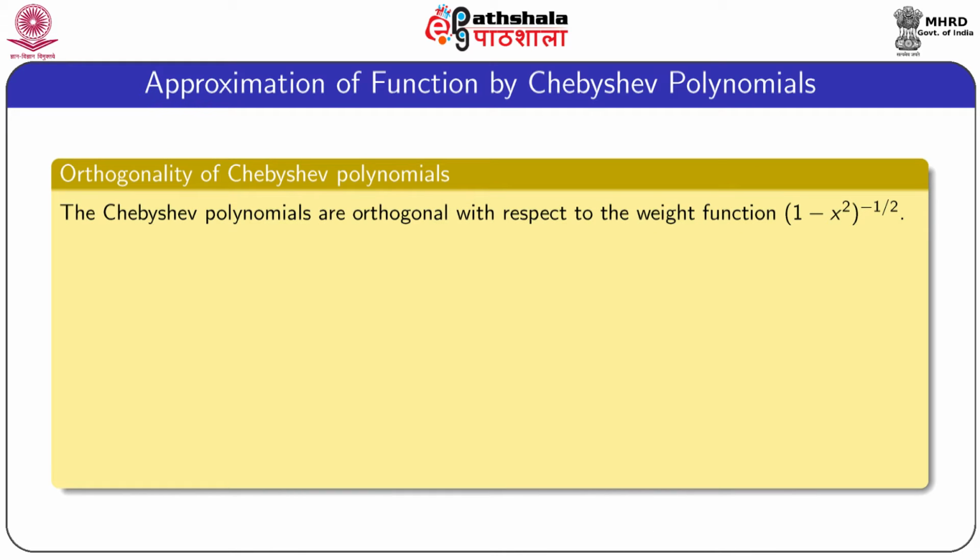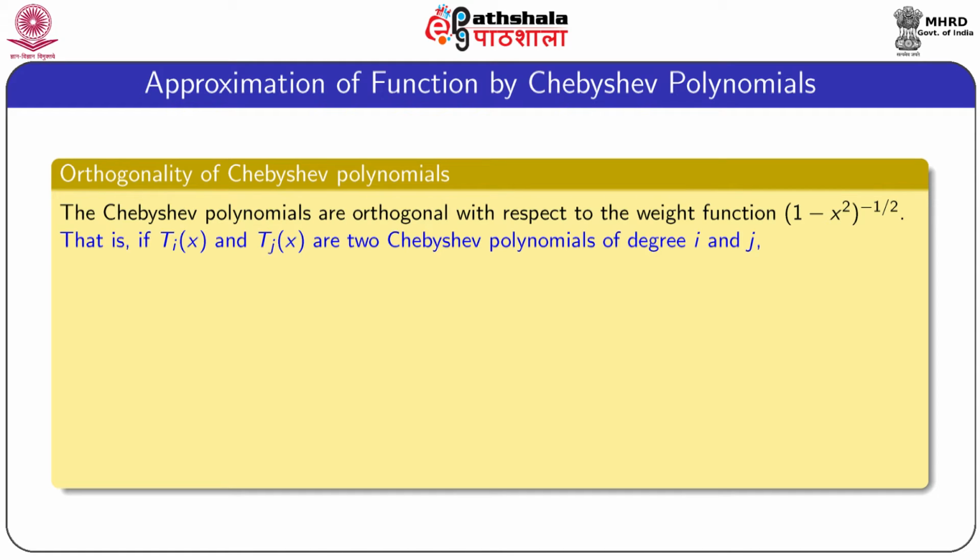It is interesting that the Chebyshev polynomials are orthogonal with respect to the weight function (1 - x²)^(-1/2). So, W(x) = (1 - x²)^(-1/2). To prove the orthogonality of Chebyshev polynomials, we consider 2 Chebyshev polynomials of degree i and j, and these are denoted by Ti(x) and Tj(x).